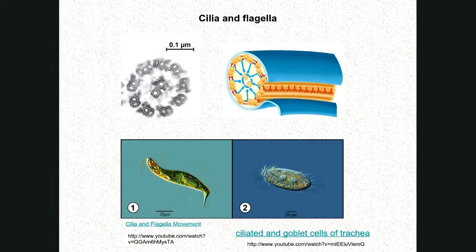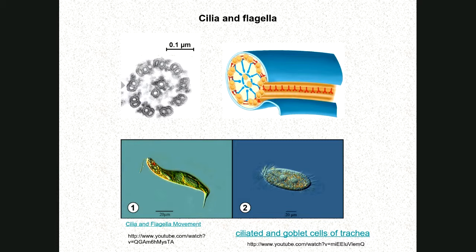So you have 1, 2, 3, you have 9, but it's a doublet of microtubules 1 and 2. In the centrioles, you have a triplet, and you have a pair of microtubules in the center. You have this pair of microtubules for the centriole. And of course, flagella are very long and very thick, and cells usually have 1 or 2 flagella.